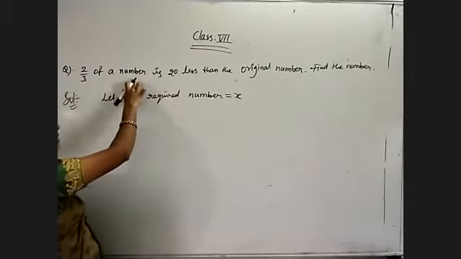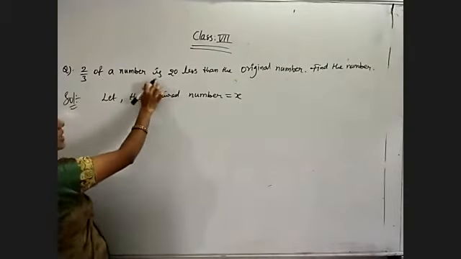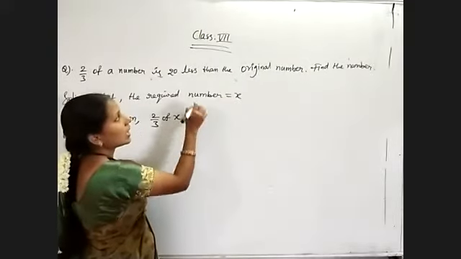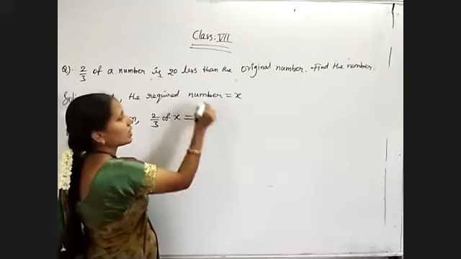Two-thirds of a number means two-thirds of the number, that is, two-thirds of x is equal to, till here finished. Now observe, 20 less than the original number. Original number is x, less than means minus 20.